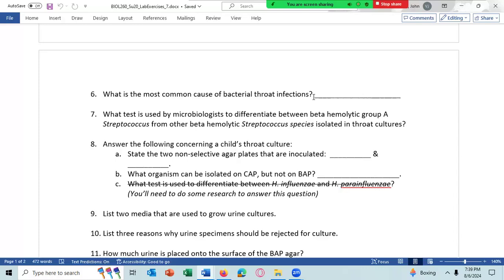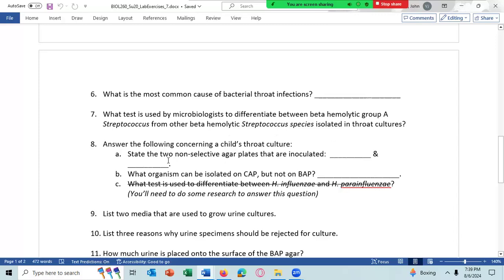Question 7, what test is used by microbiologists to differentiate between beta hemolytic group A Streptococcus from other beta hemolytic Streptococcus species isolated in throat culture? Meaning we've done a throat culture, we grew it on a blood agar plate, and we find beta hemolysis. So which test do we need to run to separate out group A Streptococcus from other types of Streptococcus species?